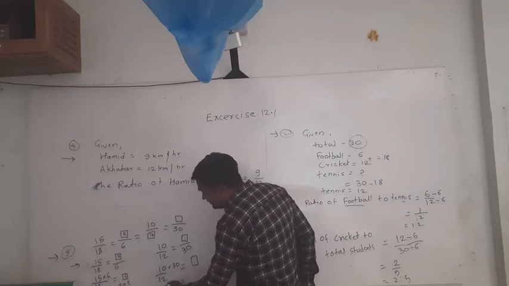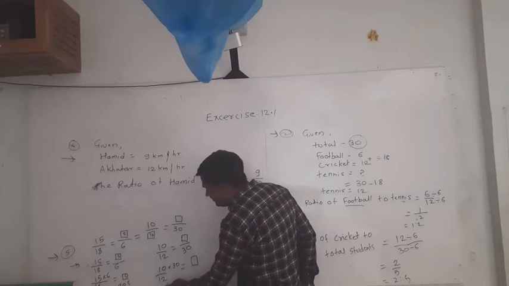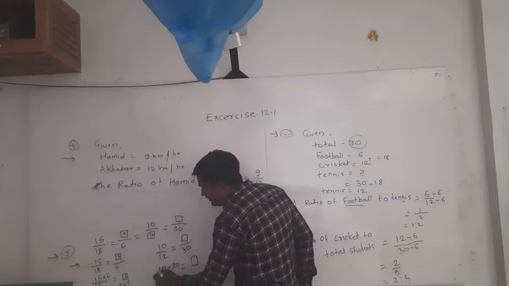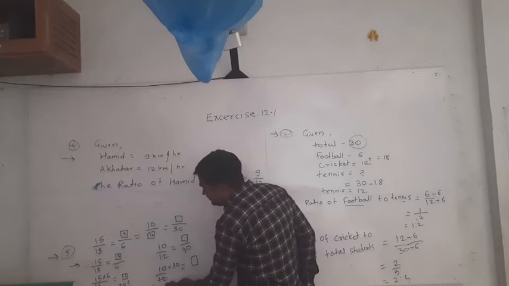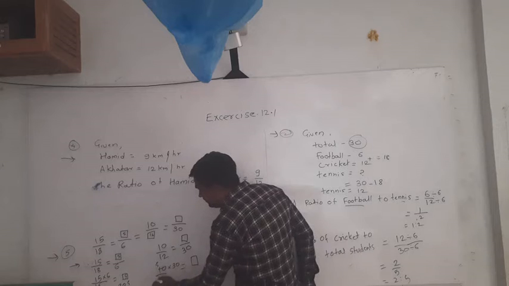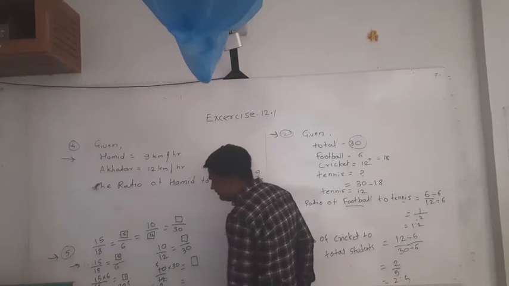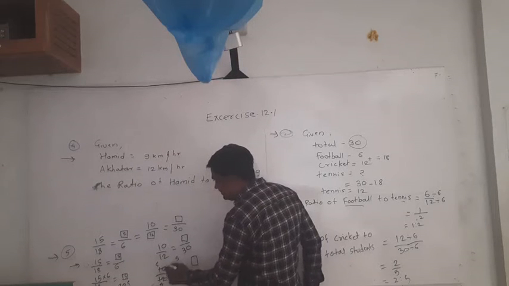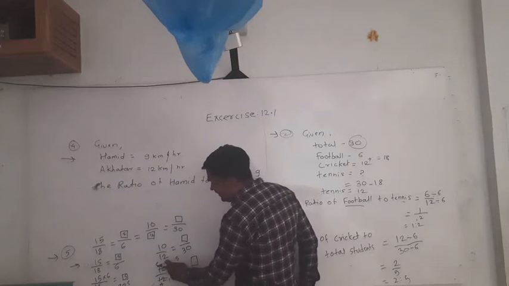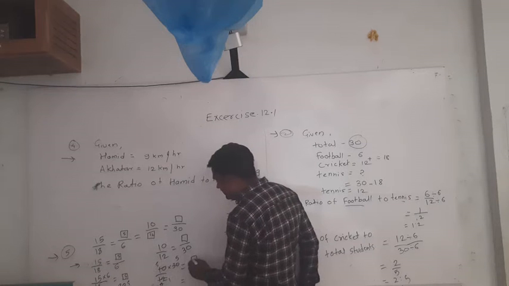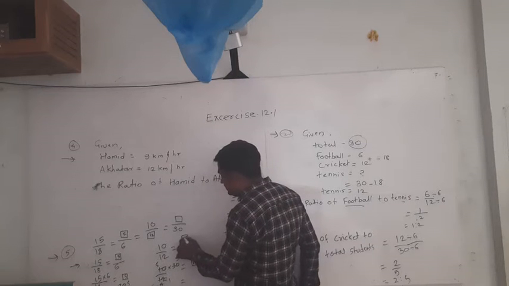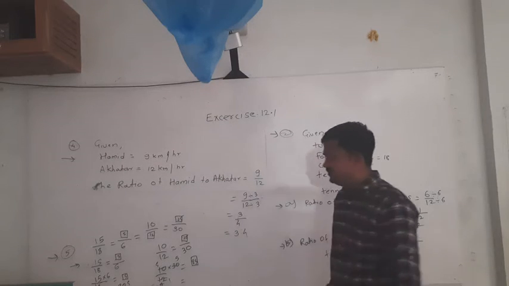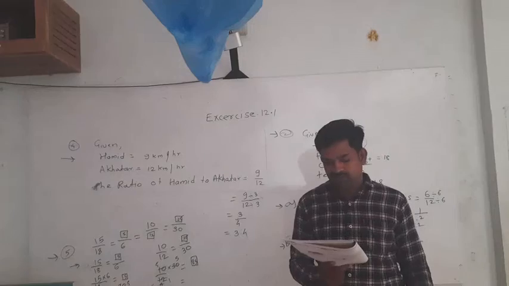30 days are, give the simplest form of the given number. 6 twos are 12, 2 fives are 10, 2 sixes are 12, 6 ones are 6, 6 fives are 30. What remains now? 5 into 5, 5 fives are 25. So which number came here? 25. This is the answer of question number 5.